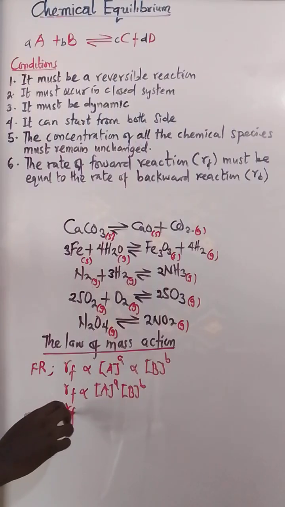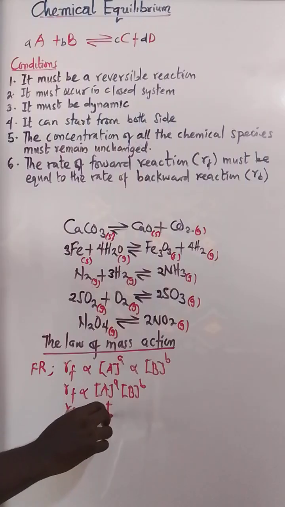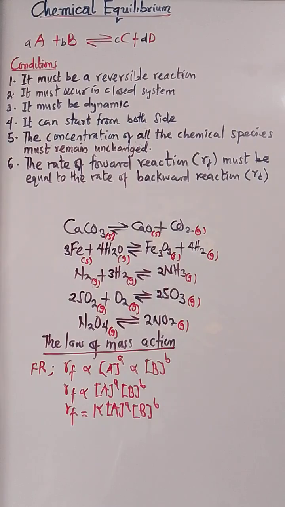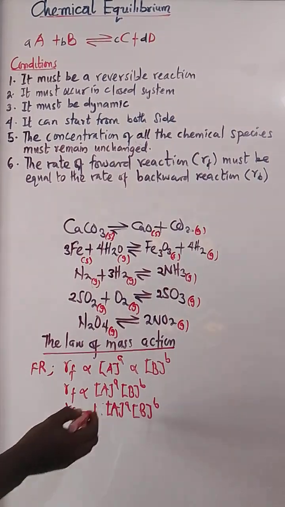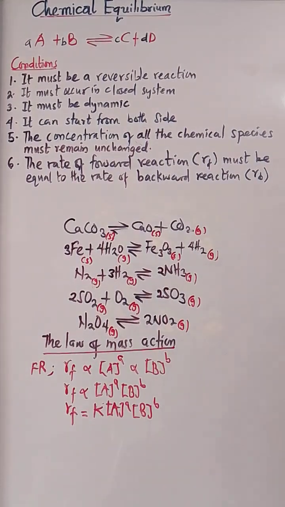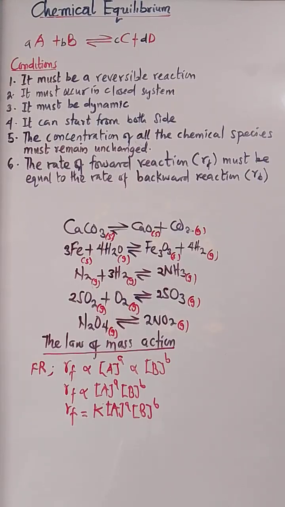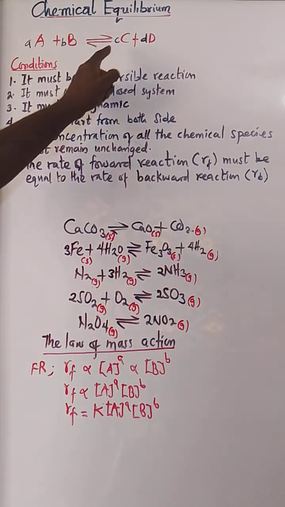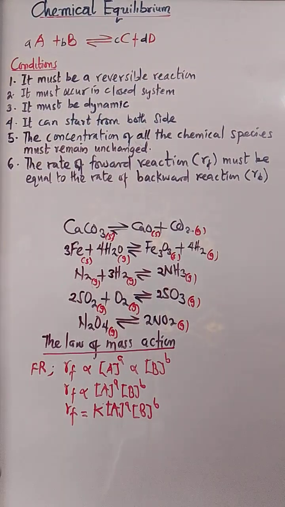From here, the rate of forward reaction becomes K1 into brackets, the concentration of A raised to the power a, the concentration of B raised to the power b. So this K is called the velocity constant. This is for the forward reaction. We can do the same for the backward reaction. If you are going forward, A and B are the reacting particles. But if you are moving backward, C and D are the reacting particles.